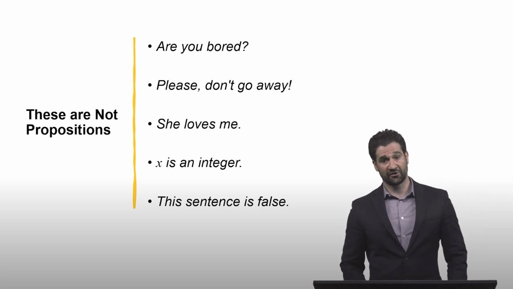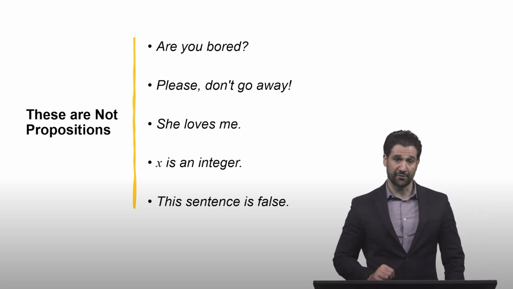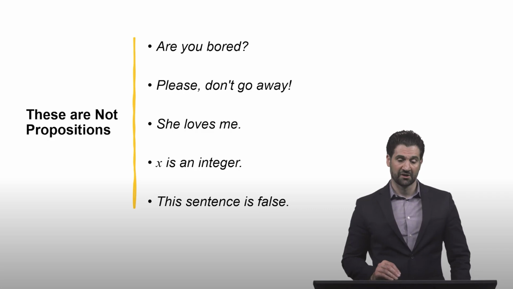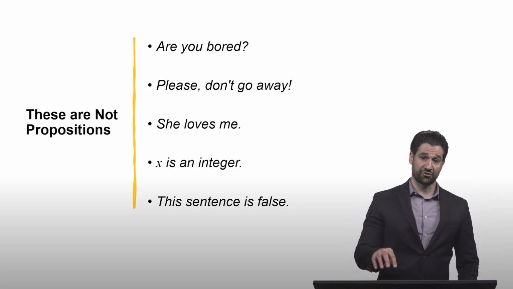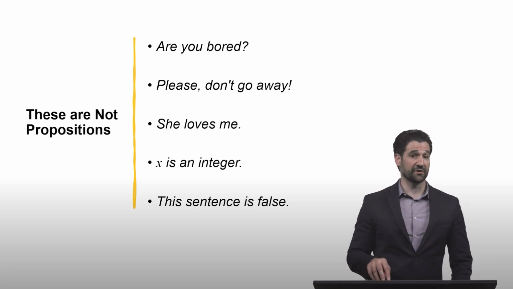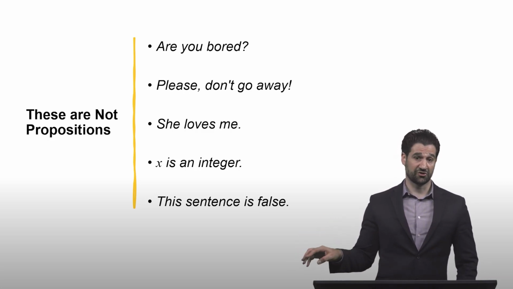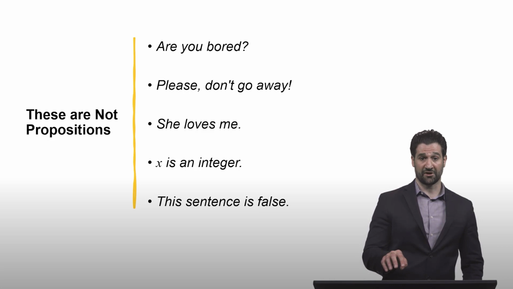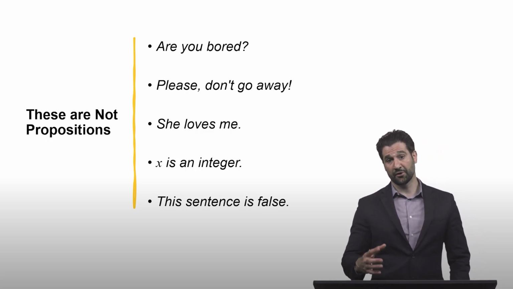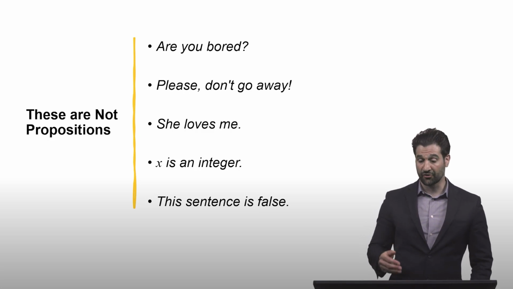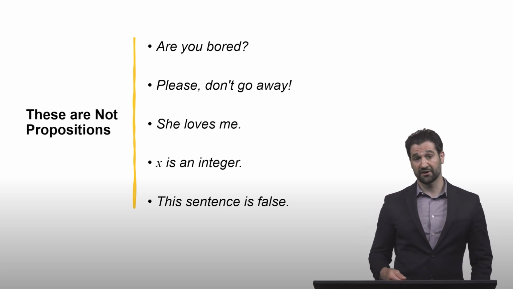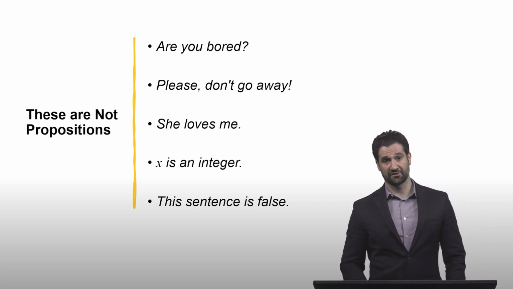This sentence is false. Now this is an example of a contradiction. The sentence itself, if it was true, would mean that the statement that the sentence is false is true, which means that the statement is false. So it can't be both true and false at the same time, which is what's called a contradiction. For that reason, this final item on the list is also not considered a proposition.